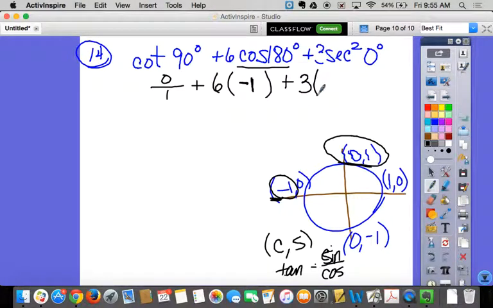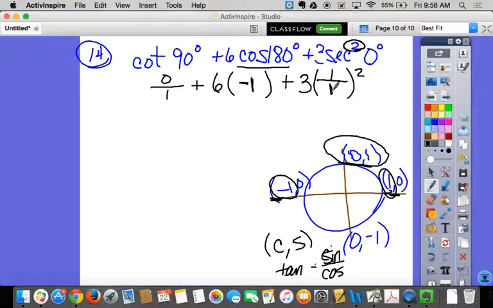Alright, keep going. You got your 3. Now make sure you don't lose your square. Square goes out there. So secant. Secant is the reciprocal of cosine. So I'm going to do 1 over whatever cosine is. So let me see, where am I? 0 degrees. 0 degrees is over here. Cosine is 1. I put him down there. So then it's just a matter of working it out.